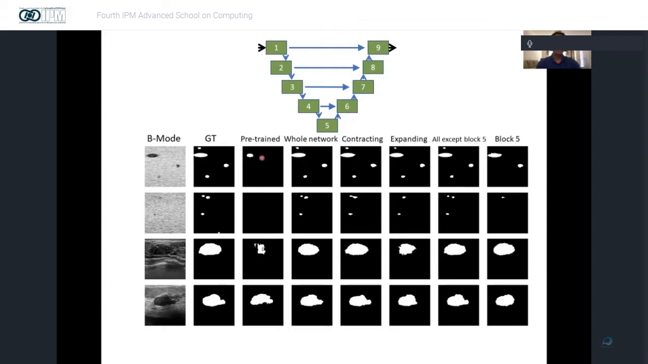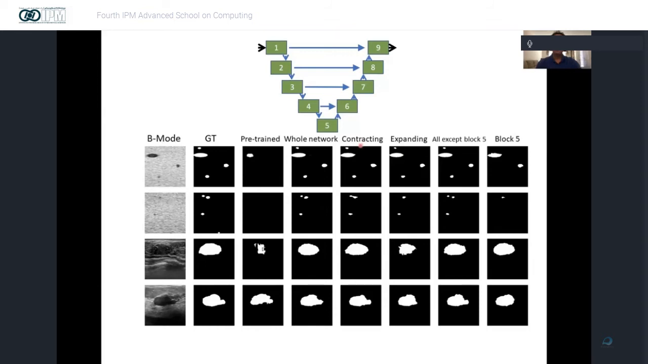Now, we had a large database for fine-tuning. So we see that when we fine-tune the whole network, we get quite nice results. This is in fact quite similar to the ground truth. Now we looked at fine-tuning different parts, for example the contracting part, and we saw that you don't need to fine-tune the whole network. In fact, fine-tuning the contracting part gives you the same result as fine-tuning the whole network.